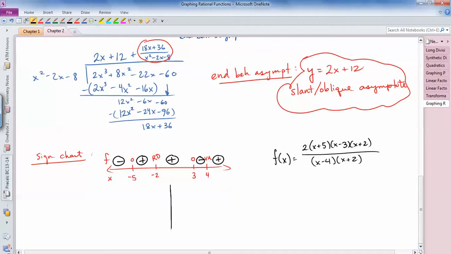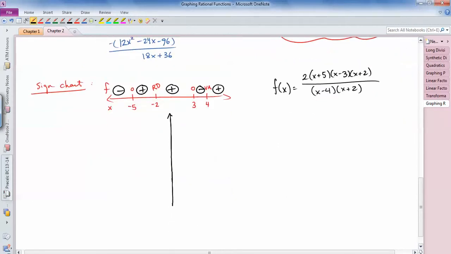So here's my y-axis. Here's my x-axis. Let's see, I've got a 0 at x equals 3. I've got a removable discontinuity at negative 2, 3, 4, 5, 6. So right here, I have to be at a 0, negative 5, 0. I have to have a 0 at 3.